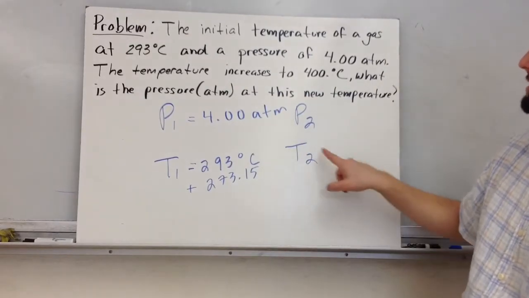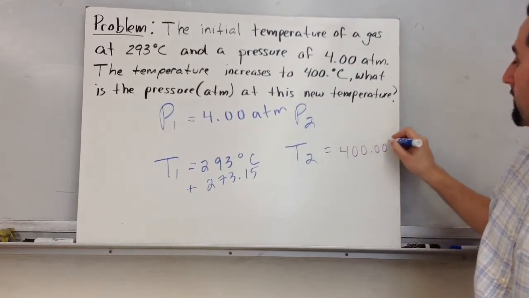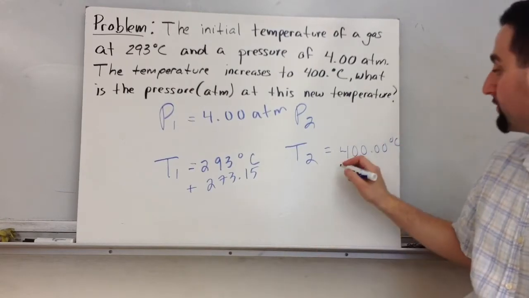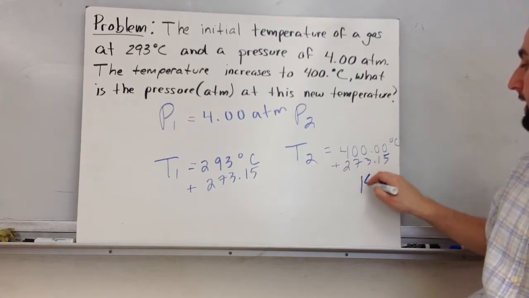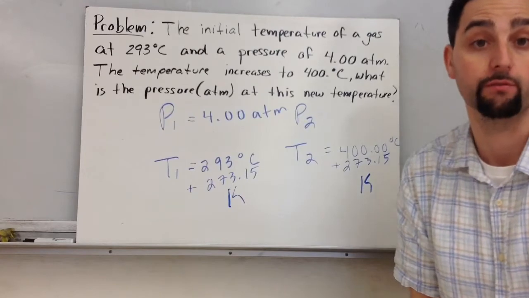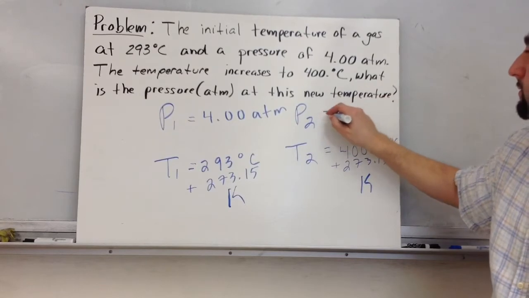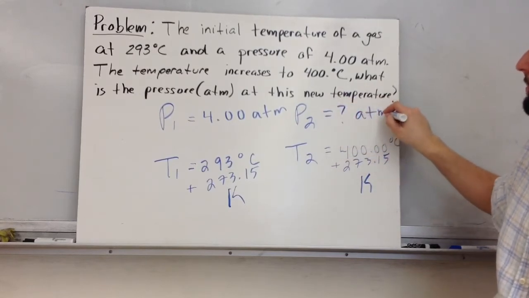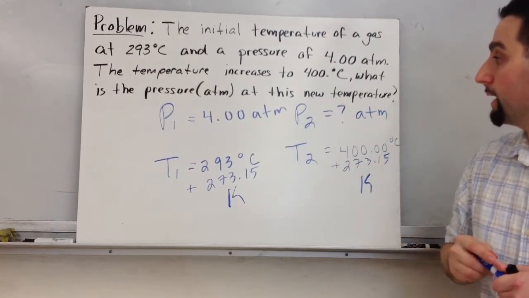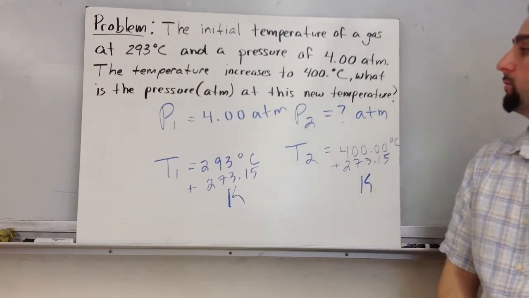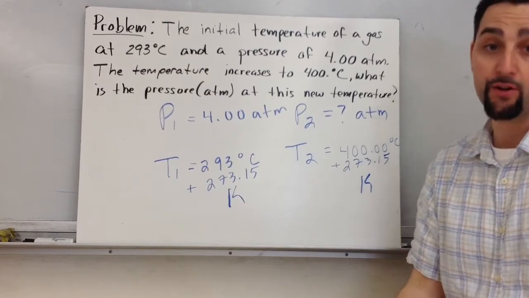The temperature is increased to 400 degrees Celsius. Once again, we're going to have to add 273.15 to get this temperature to Kelvin. We can't keep it in Celsius. What is the pressure in atm under this new temperature of 400 degrees Celsius? Let's think about this for a minute. We know there's a direct relationship between temperature and pressure. So if my temperature goes up, my pressure goes up.